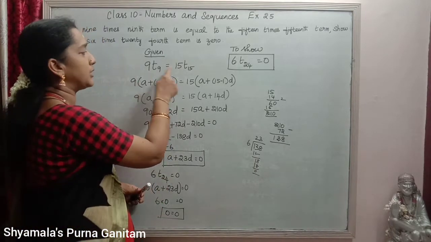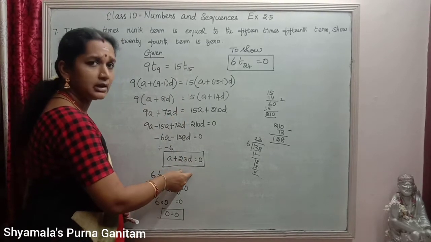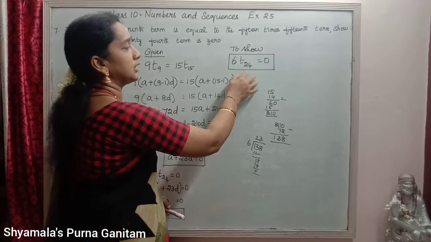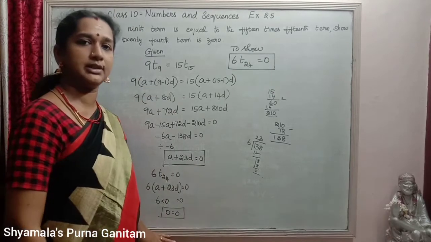So whatever information is given, with the help of that we got an equation, and with the help of that equation, we have shown that 6 times the 24th term is equal to 0.